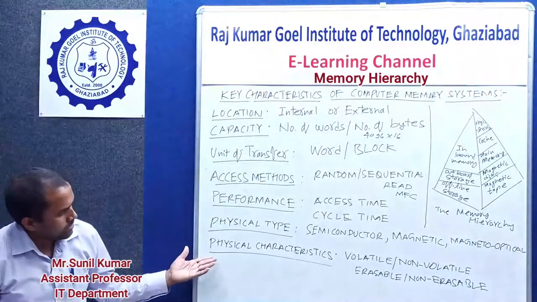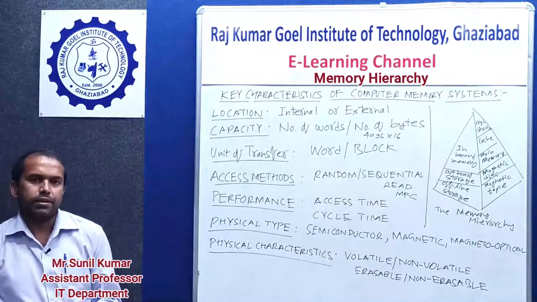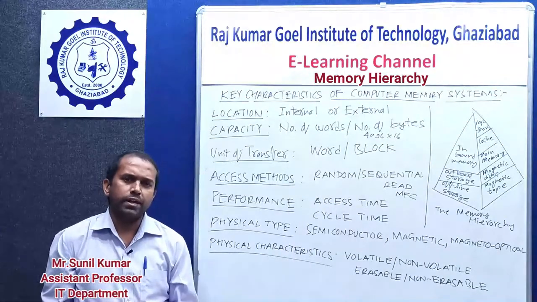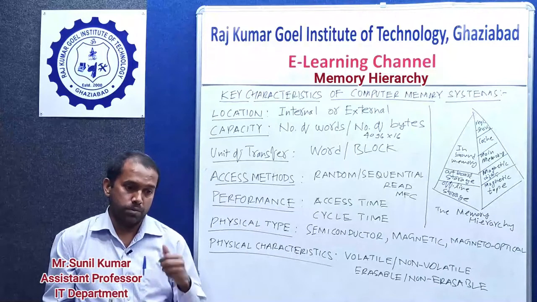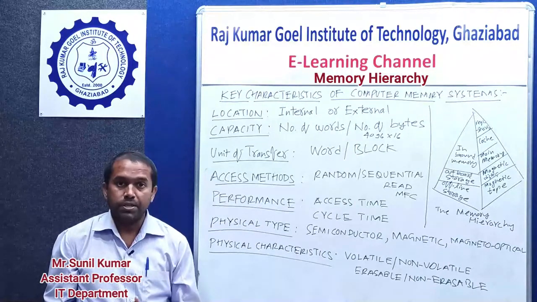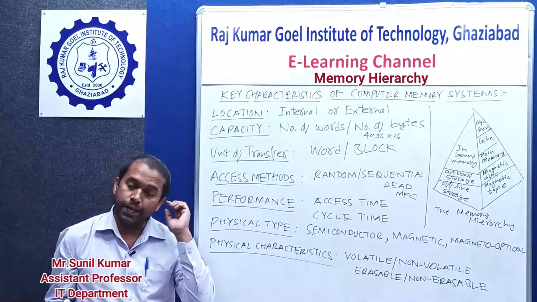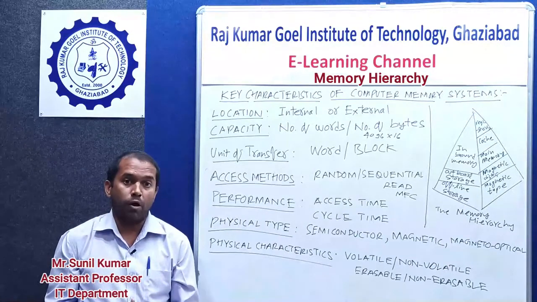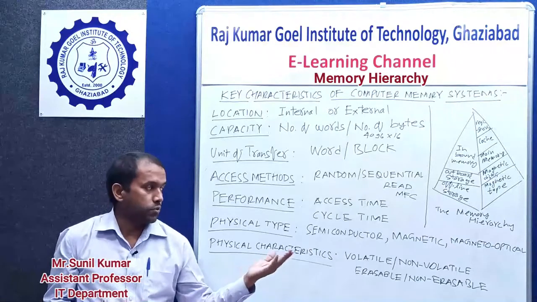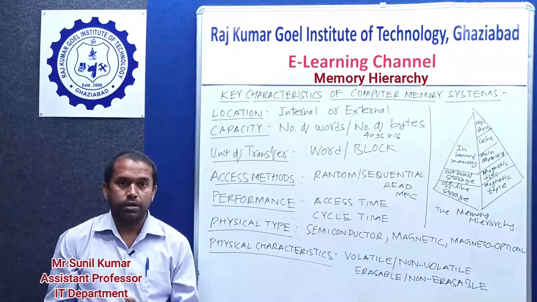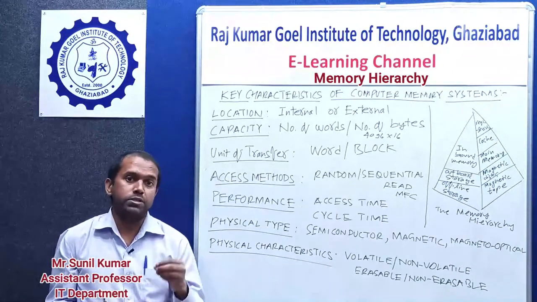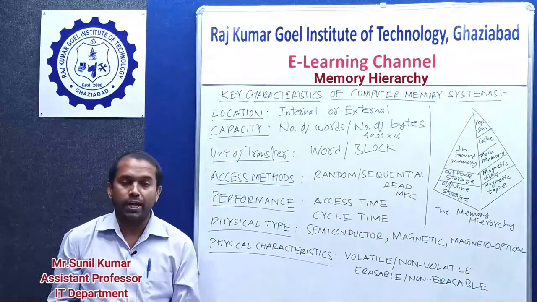And last is physical characteristics, like memory can be volatile and can be non-volatile. Volatile means it depends on power being on, like RAM. If it does not depend on power, it is known as non-volatile memory. If it depends on power, then it is known as volatile memory.